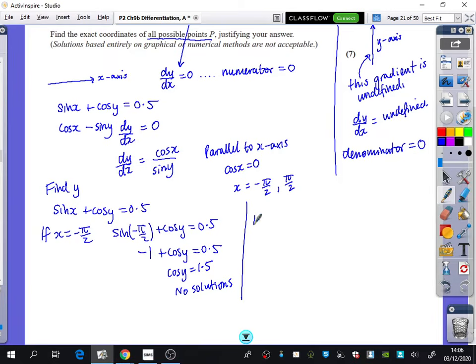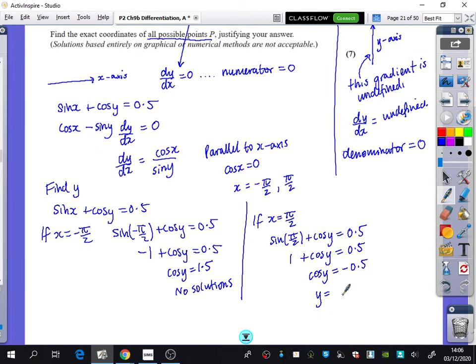So now I'm going to say to myself, well, what about if x was equal to pi over 2? I'm going to do the same thing. So I'm going to have the sine of pi over 2 plus cos of y equals 0.5. Sine of pi over 2 is 1. So you get 1 plus cos y equals a half, and so cos y is minus a half. We can solve that.